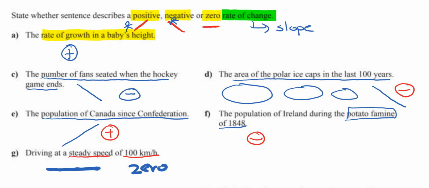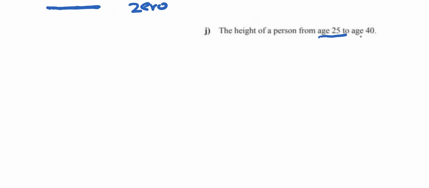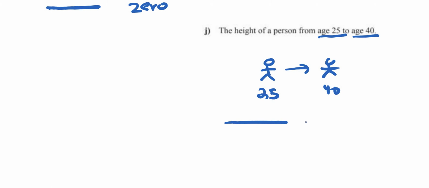Okay, let's move on to a few more questions here. Letter J, the height of a person from age 25 to 40. Now for this question, when you're 25 years old and from that age, you're not really increasing your height anymore. You've kind of reached your maximum height already. So when you're 25 all the way to 40 years old, we assume that your height is not changing. So that represents a steady slope there, right? So this is a zero net change, because we assume that your height is not changing from 25 to 40 years old.